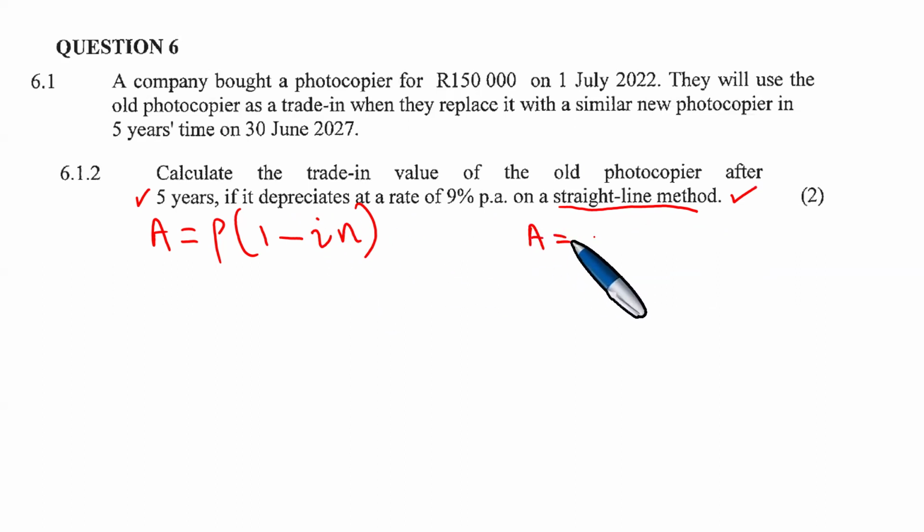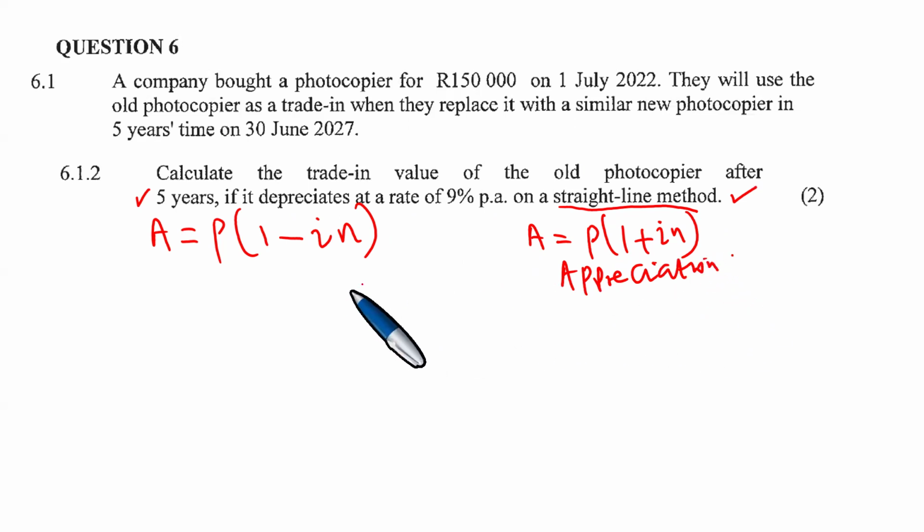And then there's another formula we use at grade 10. These are like grade 10 formulas. This one is appreciation. But it doesn't mean that when these things are done in grade 10, you cannot find them here. They bring these things here and ask you these questions. So, calculate the trade-in value of the old photocopier after 5 years if it depreciates at a rate of 9% per annum on a straight line method.